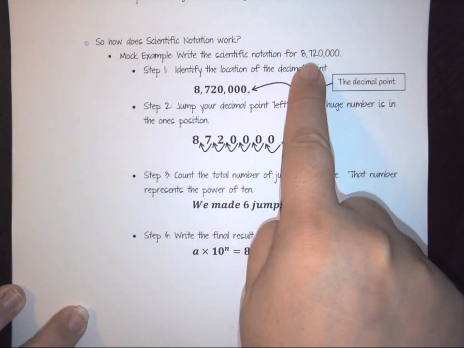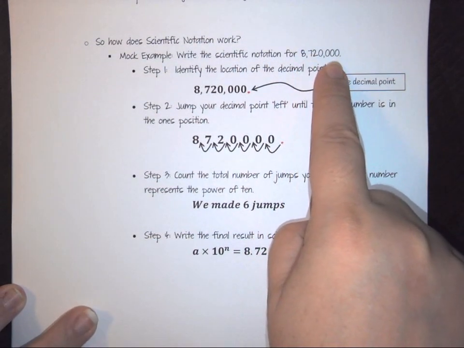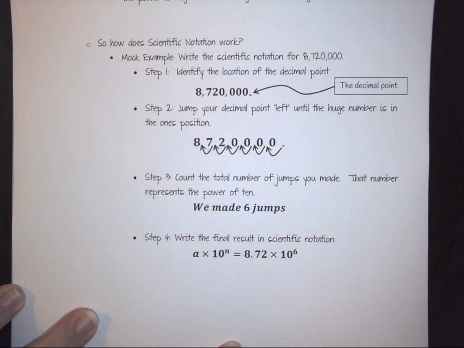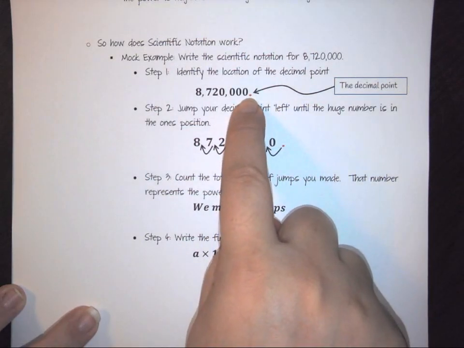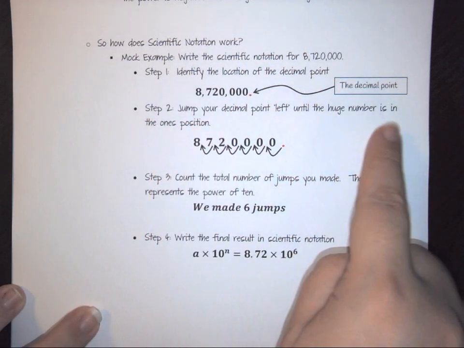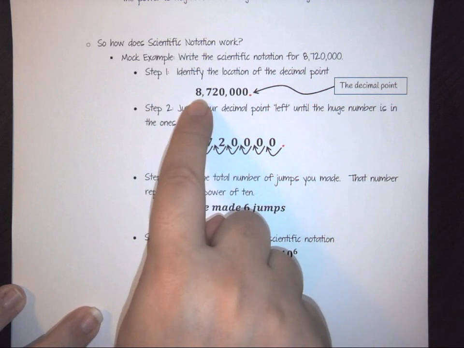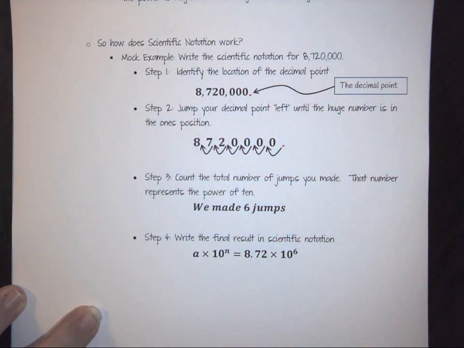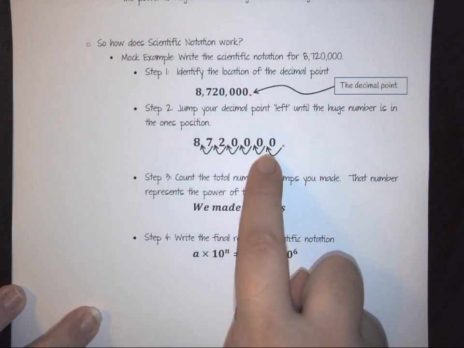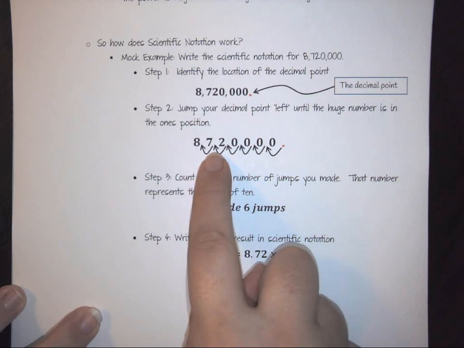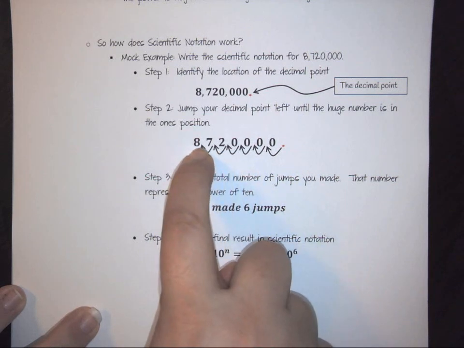So, what are we trying to get at here? If I have 8,720,000 and I want to write that in scientific notation, the first thing that I have to do is identify that decimal point. When you're dealing with a whole number, your decimal point is going to be at the very end of the number. Okay? The next thing you have to do is you have to jump your decimal point, in this case to the left, until we have a whole number that falls between 1 and 10. So notice here we are jumping that decimal between each number until we get to a number that's less than 10. So here obviously 8 would be less than 10.